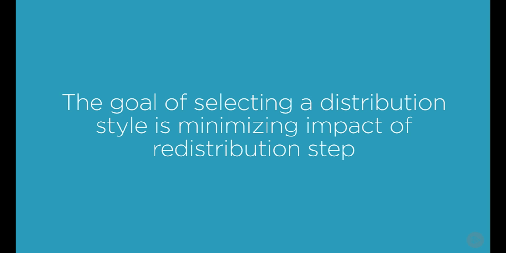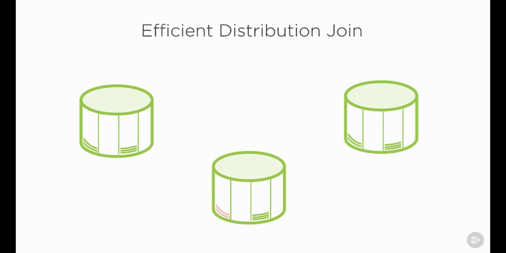Now, you're not going to be able to get around all redistribution of data. That's just a part of the management of your data warehouse in Amazon Redshift. But what you can minimize is the critical part of choosing your distribution style. So think about it this way.